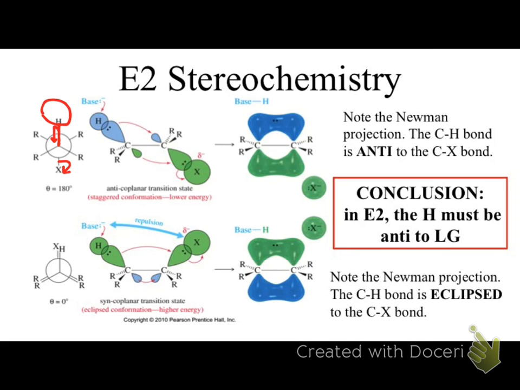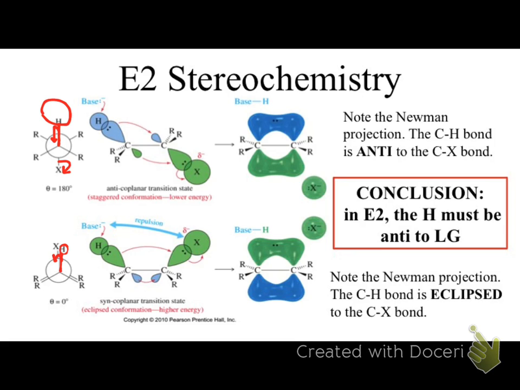It can't do it from the same side, because in the same side situation down here, where do those electrons come through? There's our hydrogen. There are our electrons. Our electrons would have to go where? Towards the halogen. What's going to happen with our electrons when they get near the halogen? They're going to repel, because the halogen has a lot of electrons.